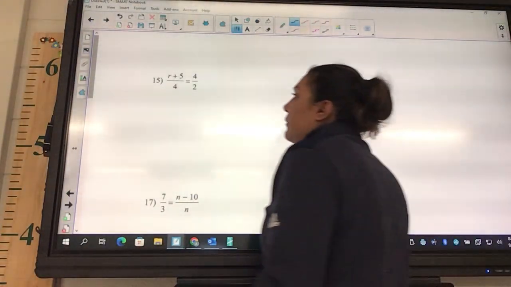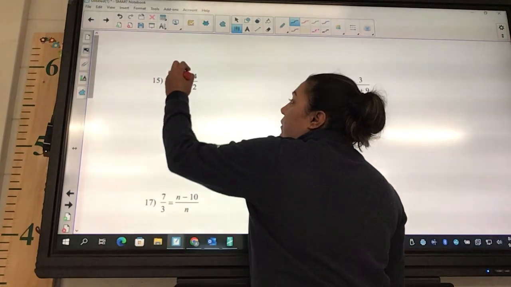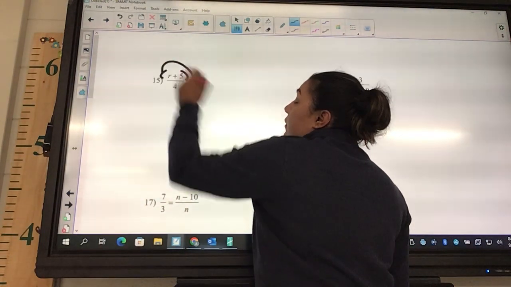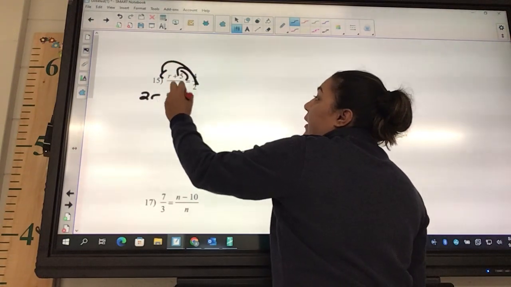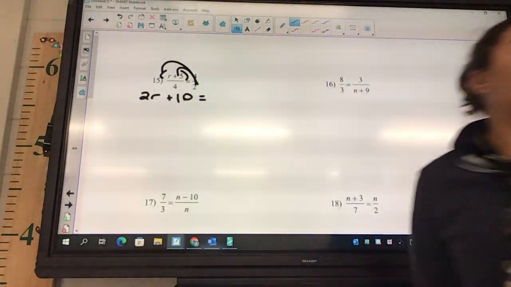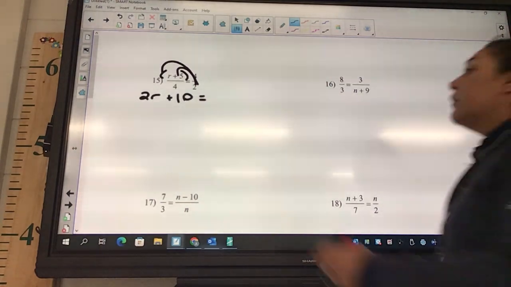What needs done first? 2 times R. It's going to be 2R. 2 times 5, 10. Equals what? 16. Good.